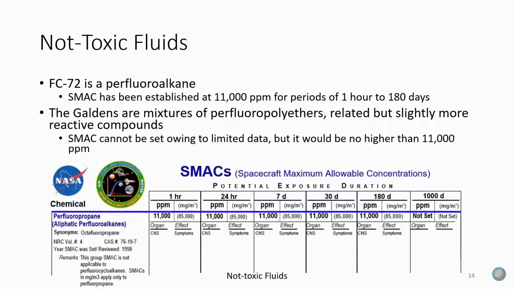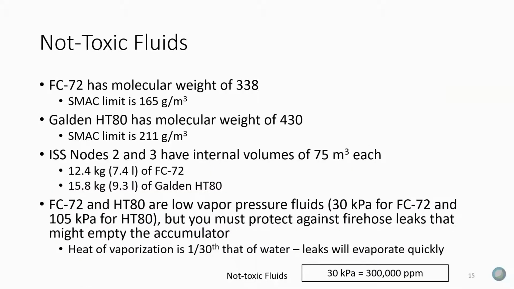But these are related to the perfluoroalkanes. So they can't set a SMAC, but they know it's not going to be higher than the value for the perfluoroalkanes. It might be actually a little lower because these are a little bit more reactive compounds. But we're looking at things like 11,000 parts per million is our limit of the amount of stuff we can have in the cabin for a long period of time.